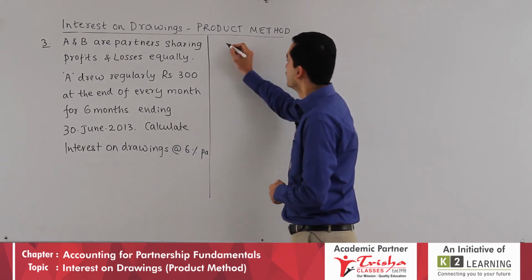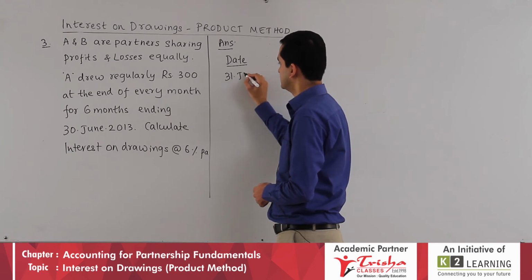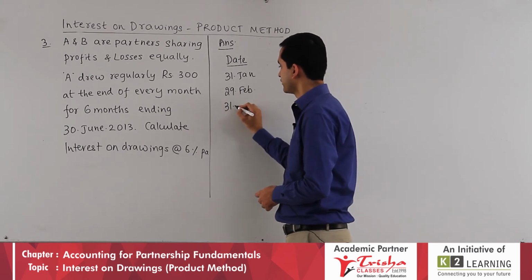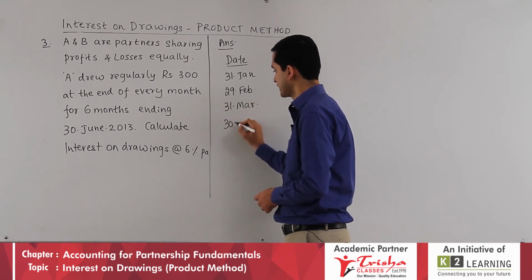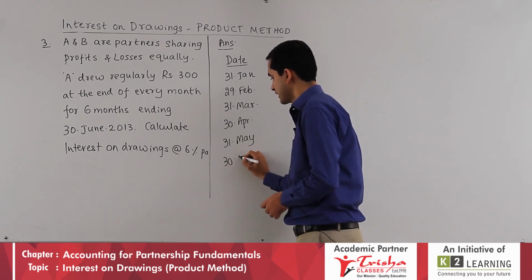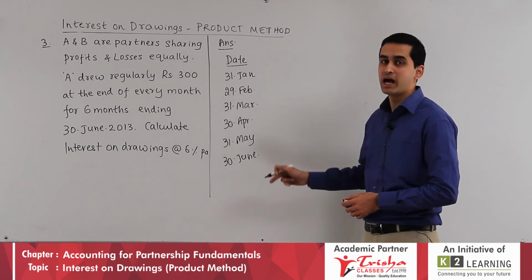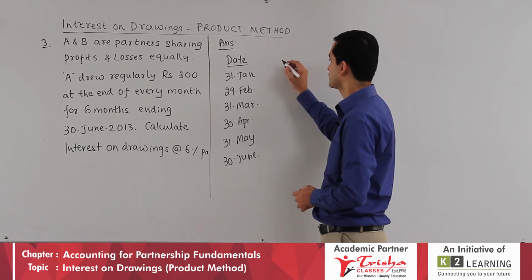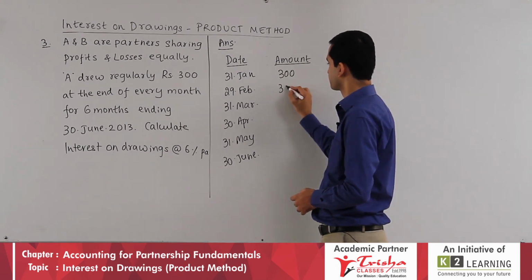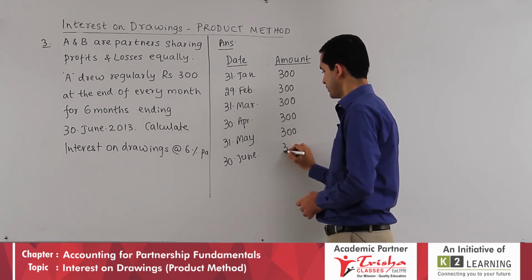Therefore, date of drawings will now be 31st Jan, 29th February, 31st March, 30th April, 31st May, and then 30th June. 6 months ending, so I have to take 6 months starting from June. I have to do the back calculation, and the amount they said is constant rupees 300. So I can write rupees 300 in all the 6 months column.